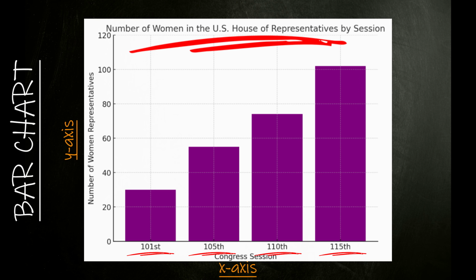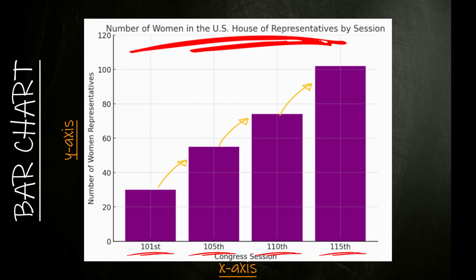And what do you notice? The bars keep getting taller from left to right, showing a clear upward trend. So, what does that mean? This graph suggests that the number of women elected to the House has been steadily increasing over time. For example, if you look at the first bar on the left, representing the 101st Congress, you'll see it's much shorter than the bar on the far right, which represents the 115th Congress. This tells us that over the years, more and more women have won seats in the House of Representatives.